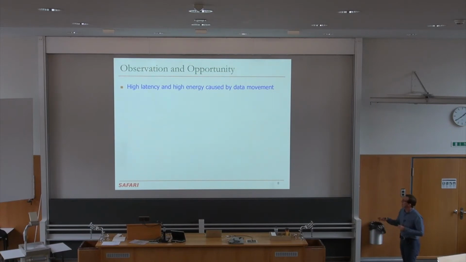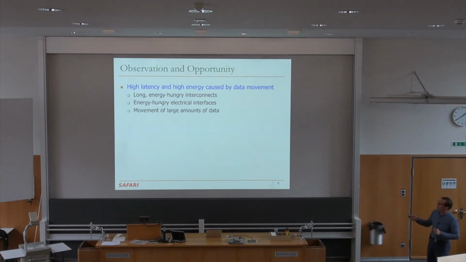But basically, the observation and also opportunity is that you have high latency and high energy, and that's really caused by a lot of data movement. If you were not doing data movement, maybe you would not have as high latency and high energy. Why? Because we're moving data across long, energy-hungry interconnects, inside chips, across chips. It could be memory chips, it could be processing chips, but there are interconnects everywhere. And we've tried to reduce the latency and energy based on that, if you remember tiered latency DRAM, right? And electrical interfaces are consuming a lot of energy and latency as well. The analog interface to DRAM, for example, is very energy hungry, and the long interconnects are very energy hungry. And we're moving large amounts of data on these energy hungry interconnects everywhere.